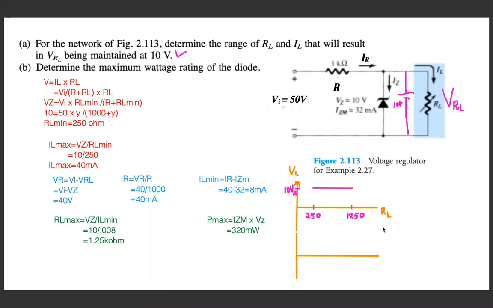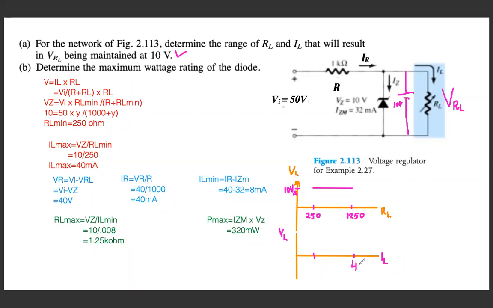Okay, so this is the graph between RL and VL, and similar to that we will also draw a graph between IL and VL. So what we will have here is IL, and here we will have VL. Now same thing, we will have two ranges here also. So this is the minimum value of load resistance. So this will give us the maximum value of current through the load, which we have already calculated here, 40 milliampere.